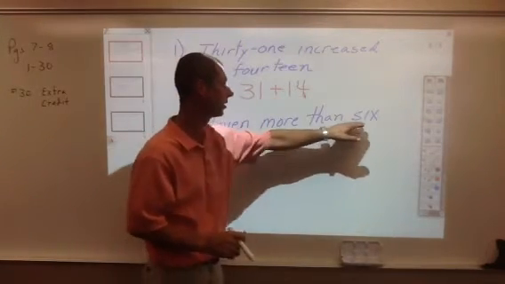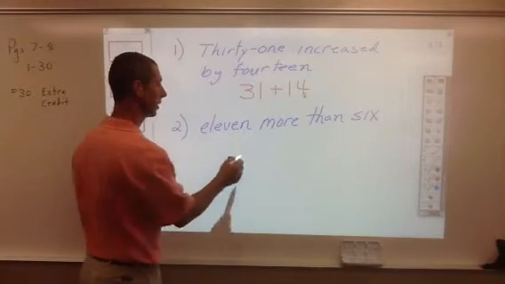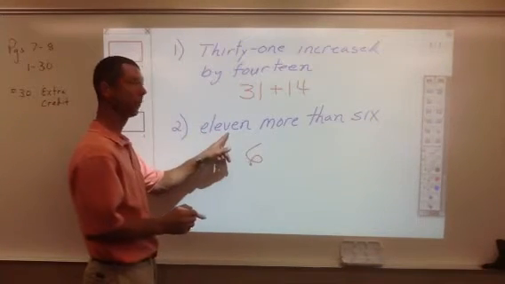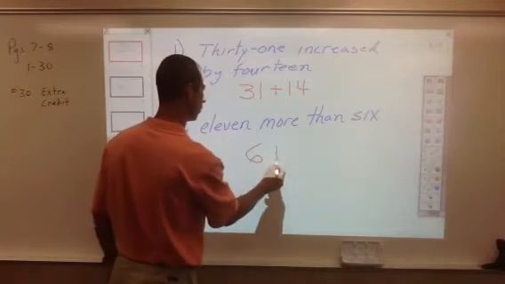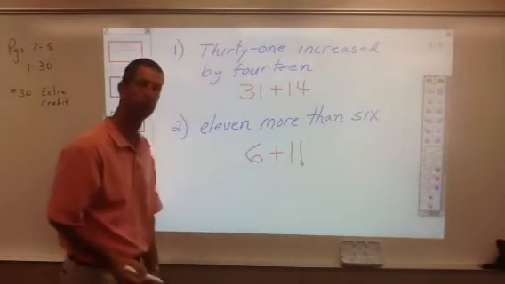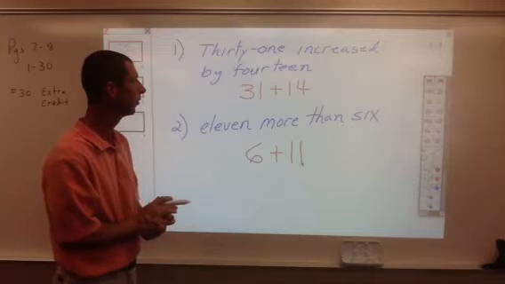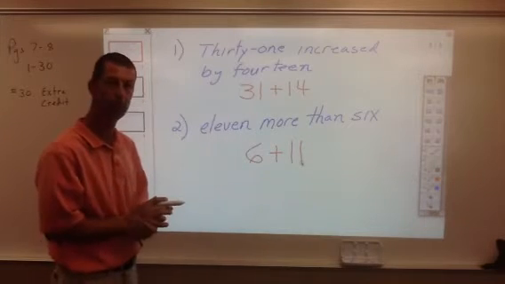Okay, 11 more than 6. Okay, so we're going to take 6 and we're going to add 11 more to it. We're going to add 11 to it, so there it is. Okay, and that's it. So those are two examples of numerical expressions.